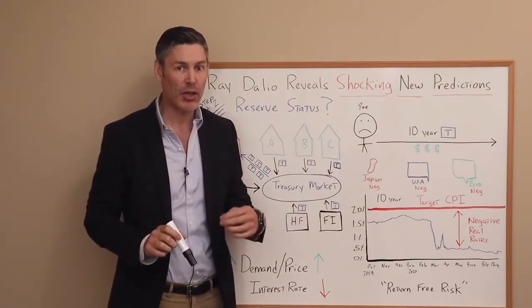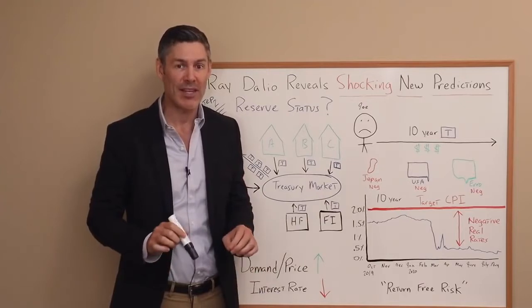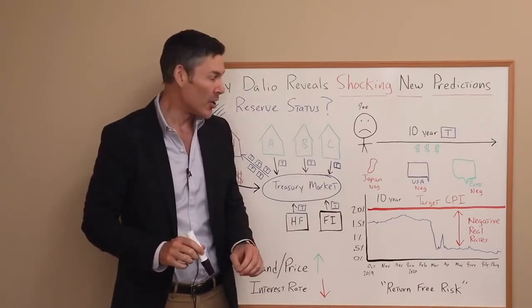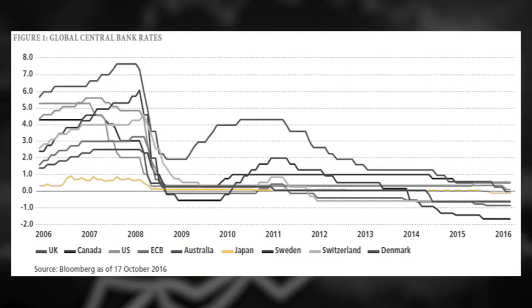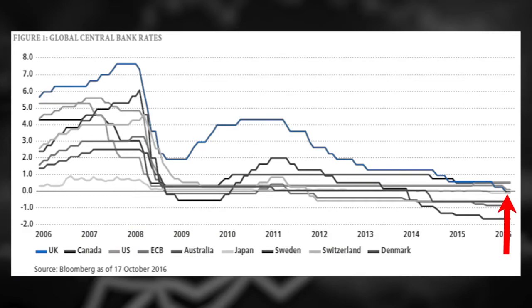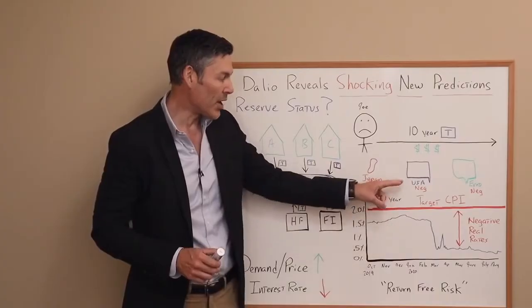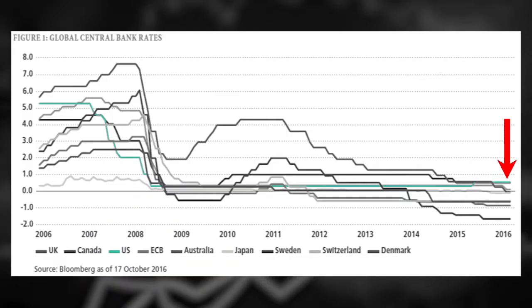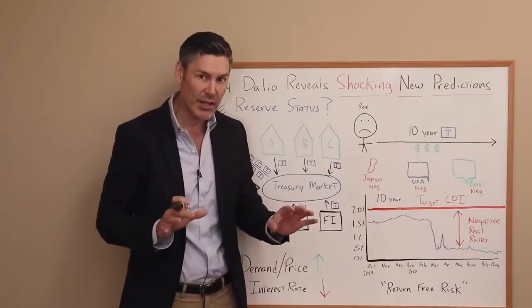And to Ray's point, if you look around the world and try to find another safe haven asset, you're not going to do it in Japan. They have negative nominal interest rates. You're not going to do it in Europe. They have negative nominal interest rates as well. And you come to the United States, it has positive nominal rates, but when you adjust for inflation, their rates are negative as well. So let's think this through.